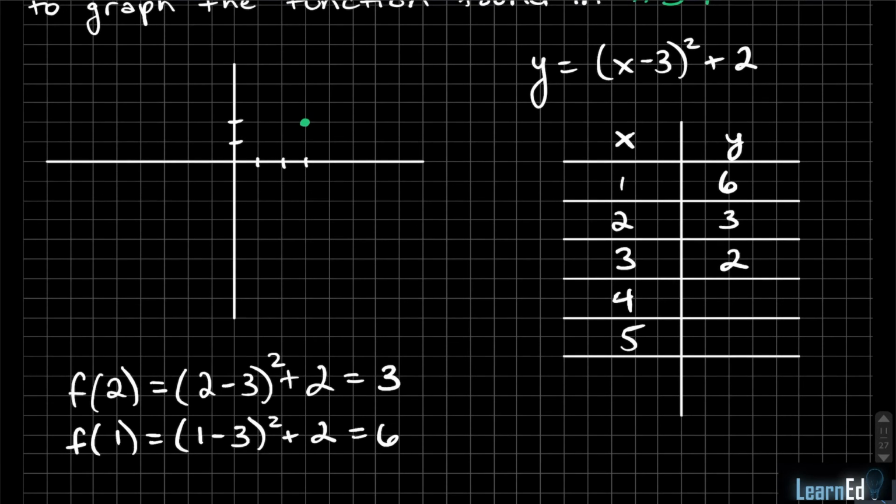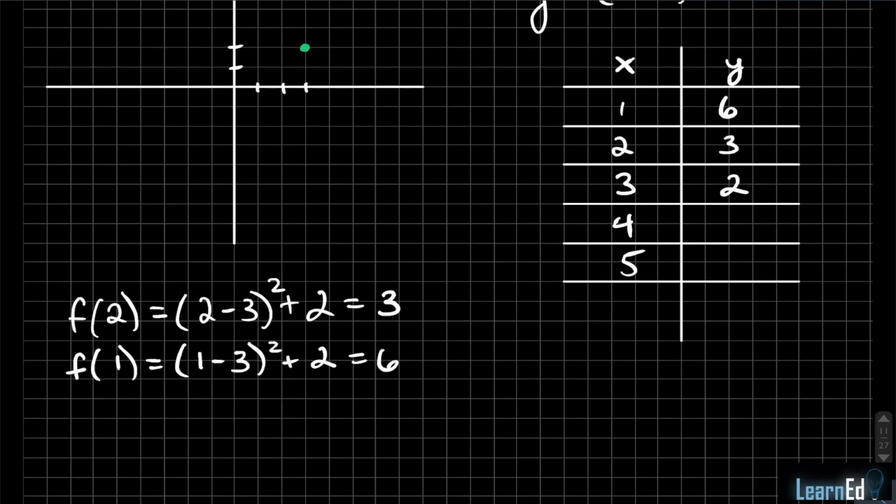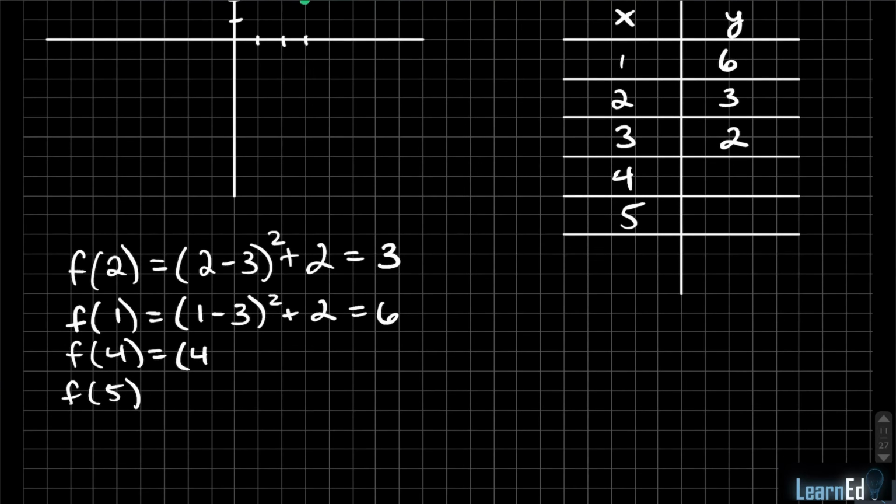Okay? And then we'll do f of 4 and f of 5. Now f of 4, you're just going to plug in a 4 in here. And you get 4 minus 3 is 1. You square that, it's 1 still. And you add 2, and that's 3. And for f of 5, you plug in 5 here. 5 minus 3 is 2. You square that, it's 4. Add 2, it's 6.